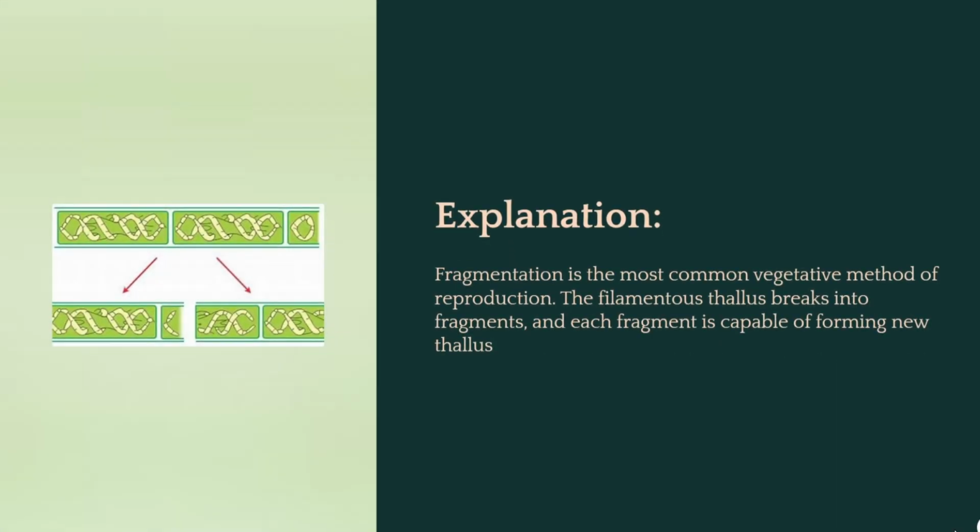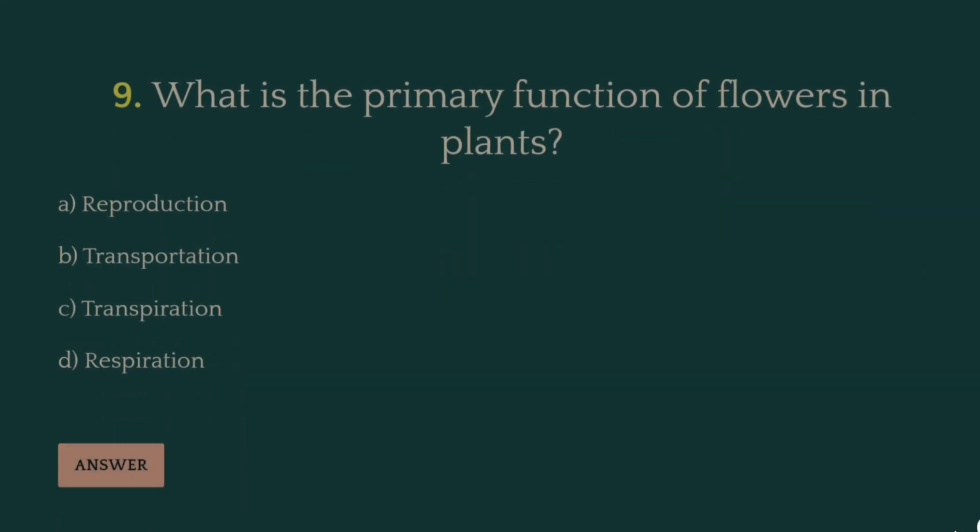Fragmentation is the most common vegetative method of reproduction. The filamentous thallus breaks into fragments, and each fragment is capable of forming a new thallus. Moving on to question number 9.